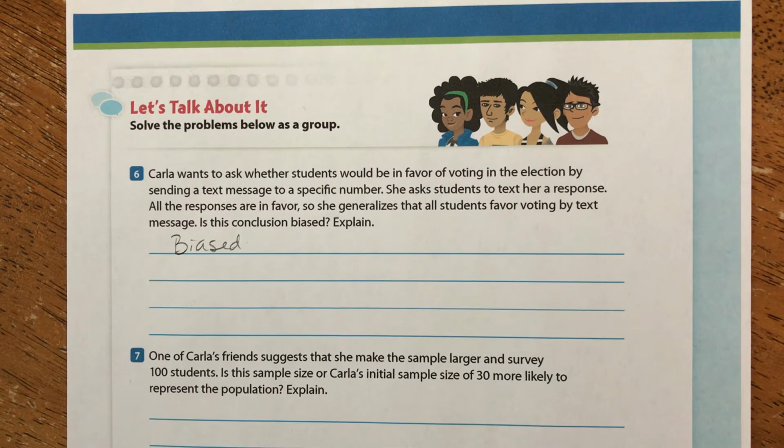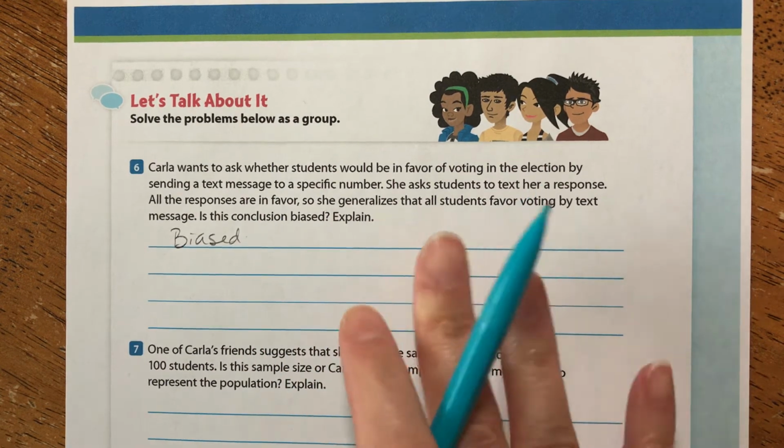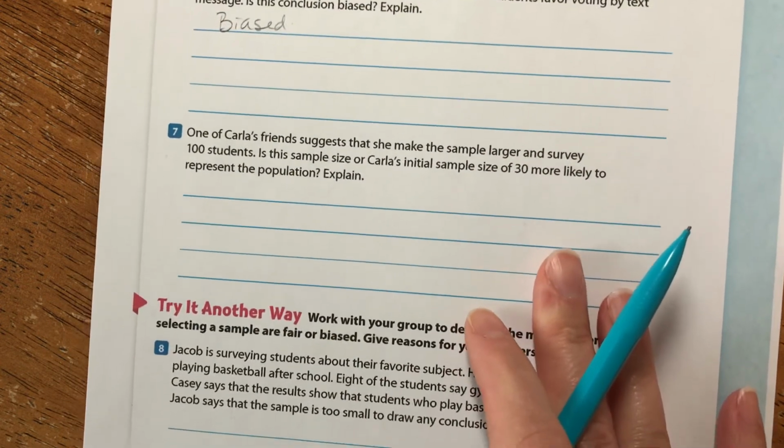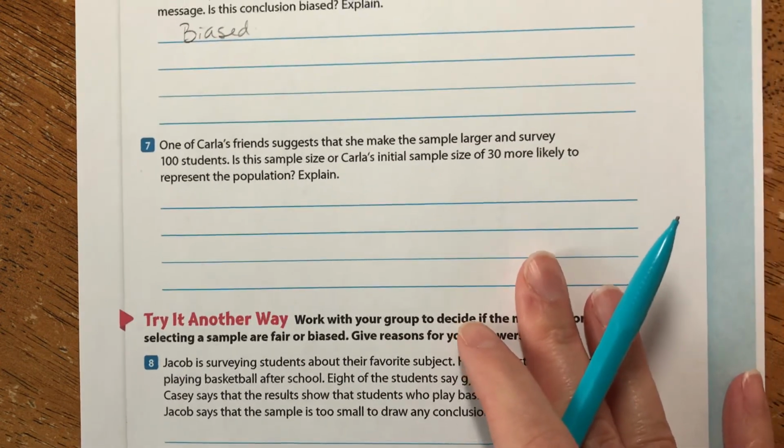Why is it biased? Because she's asking people to text her if they would like to text. So she's already getting kids who don't mind using their phone. What if they don't have a phone? What if their phone's broken? What if they don't have any data? What if they don't have any minutes? Okay, so you can write all that down. I'm not going to write all that down. Okay, let's keep going. All right, let's see what we think about this one.